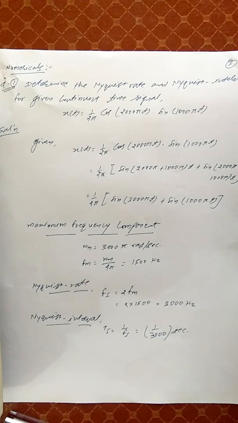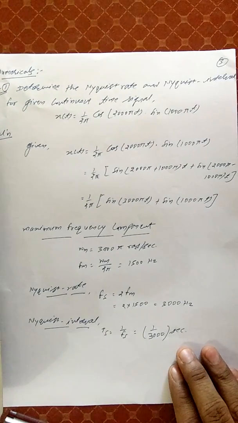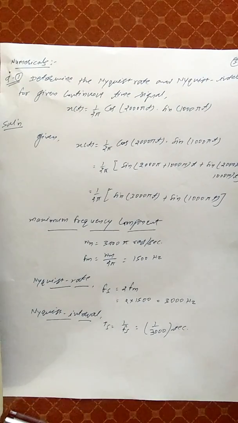As per the given question, x(t) is (1/2π) cos 2000πt into sin 1000πt, which may be converted into sin(A+B) and sin(A−B), because the expression is of the form sin A cos B. By using the formula, it may be represented as sin(2000π+1000π)t plus sin(2000π−1000π)t. So the final expression is (1/2π)[sin 3000πt + sin 1000πt].